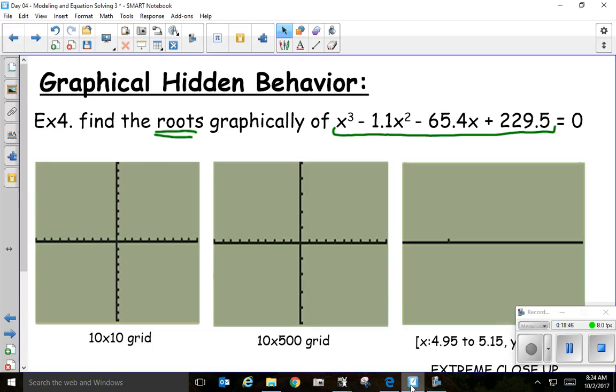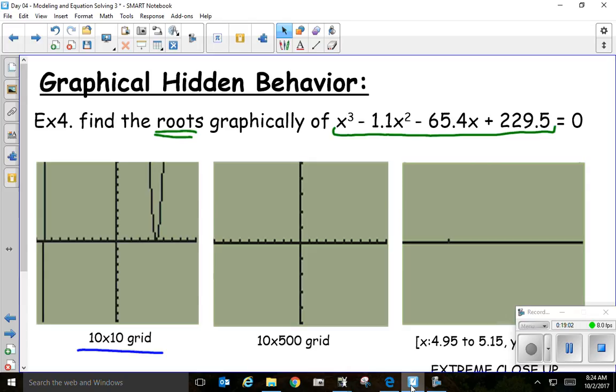Graph it. I want you to see the graph on the 10 by 10 grid. We're looking at this aspect right here. It looks the same. So look at it. This is what you should have. Ready? It looks like that. It looks like there are 2 solutions.